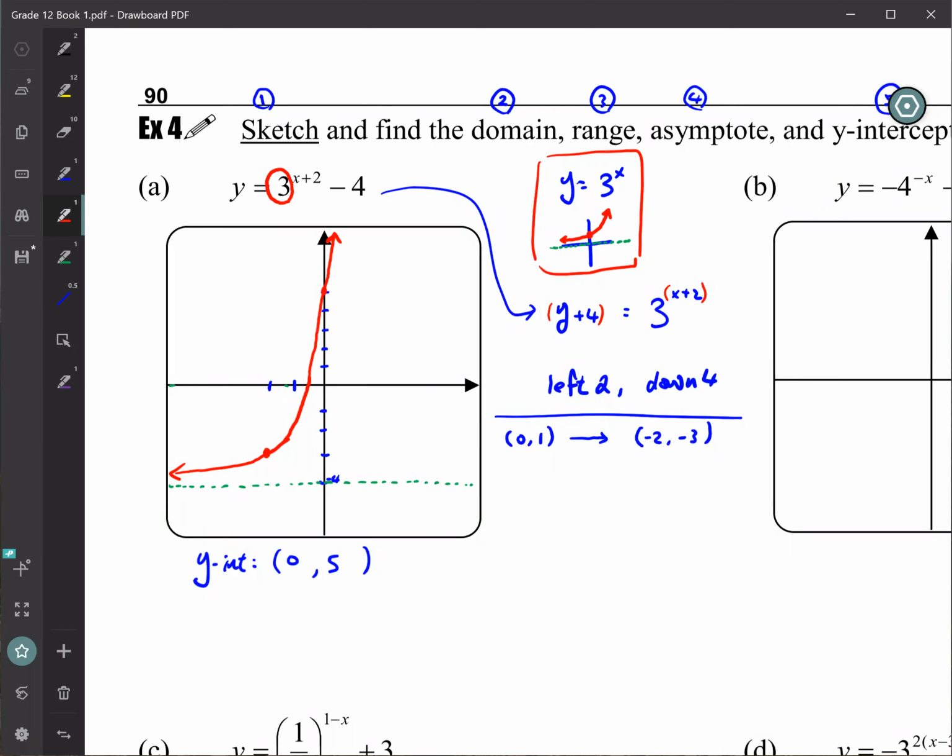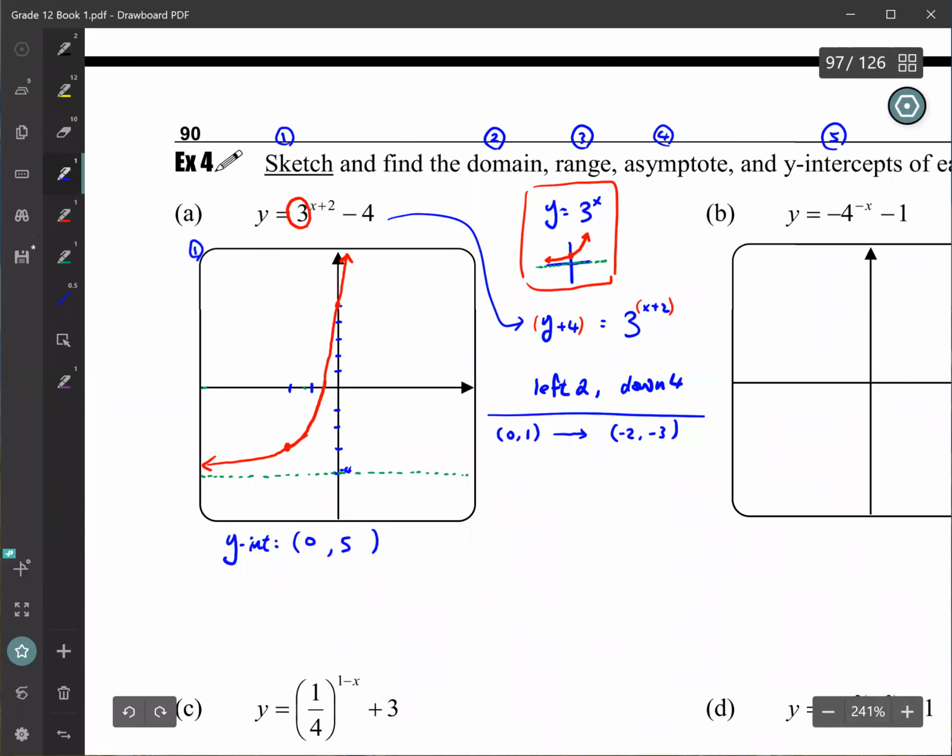So we have our sketch, right? Sketch is here, number 1. We have our y-intercept, right? That's number 5. Okay, we still need to answer the domain, right? The range, right? And then also the asymptote.